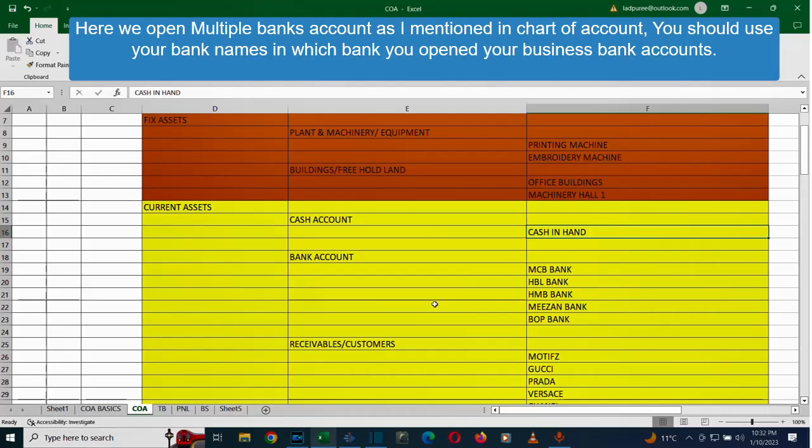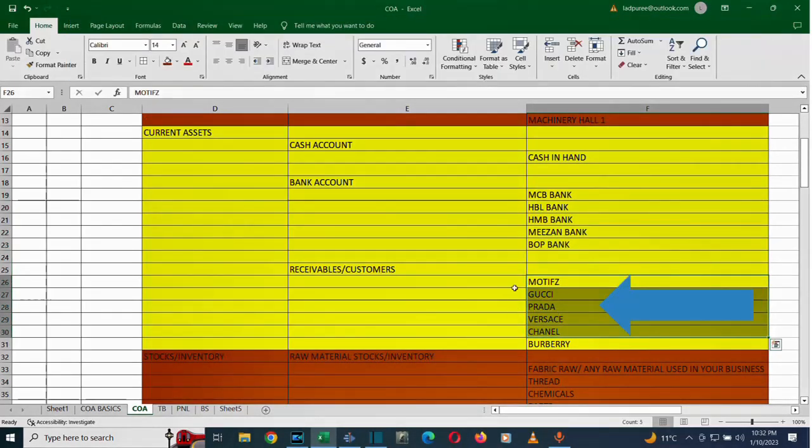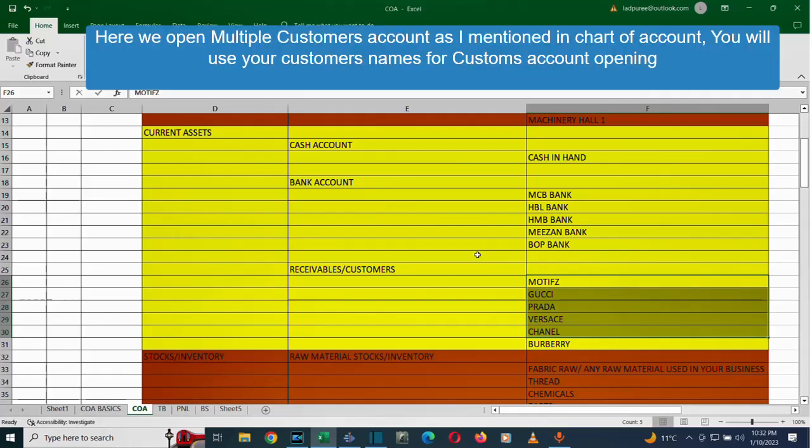Then we open multiple business bank accounts, single or multiple bank names under bank account. Here we open multiple bank accounts as I mentioned in the chart of account. You should use the names of the banks in which you opened your business bank accounts. Then we open single or multiple customer name accounts under customer account. Here we open multiple customer accounts as I mentioned in the chart of account. You will use your customers' names for customer account opening.